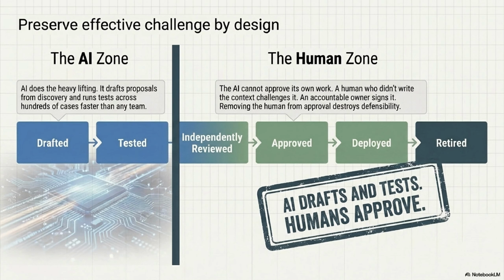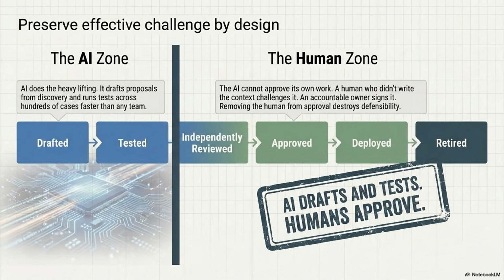Now, who does what? This is where the discipline lives. AI does the heavy lifting on the front half. It drafts the definition. It runs the tests across hundreds of cases faster than any team could. That's the right use of the machine. But humans own the back half, independent review, and approval. A person who didn't write it challenges it. A person accountable for it signs it.